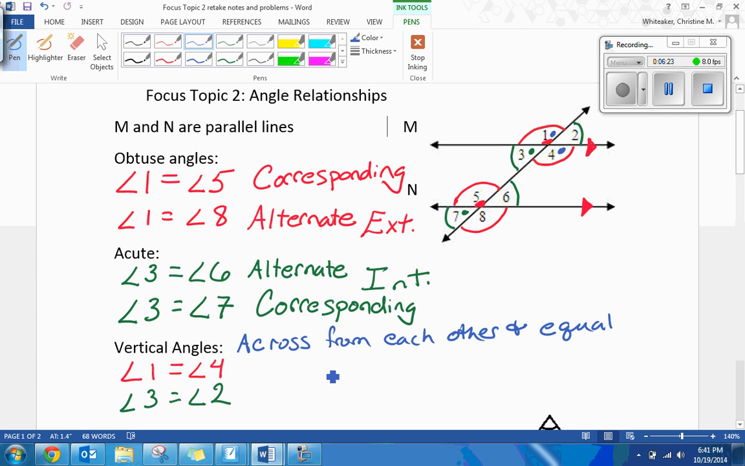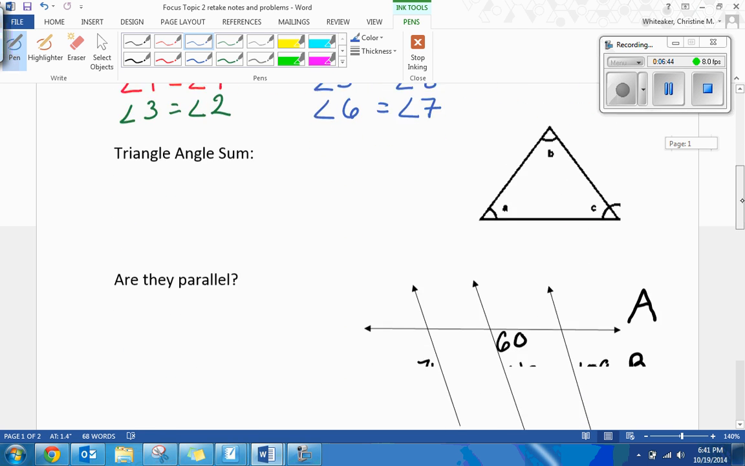So those are going to be angle 5, and across from angle 5 is angle 8. So angle 5 equals angle 8. And then angle 6, and across from that is angle 7. Okay, so those are going to be all your vertical angles, and those are equal. So let's move on to triangle angle sum.